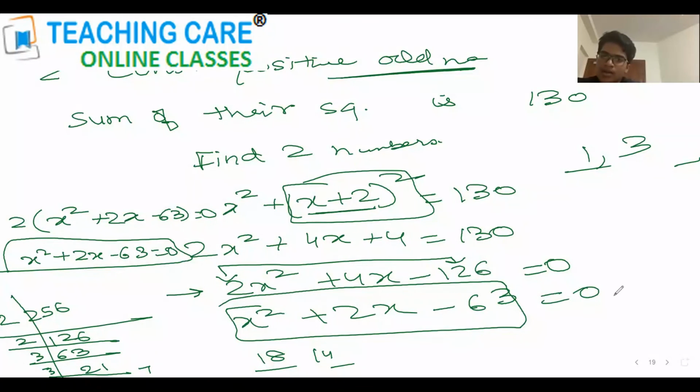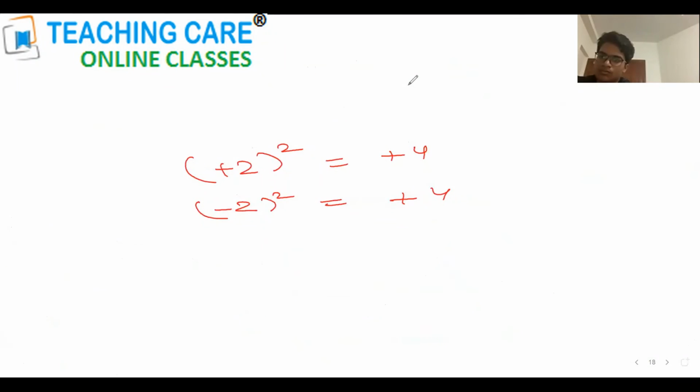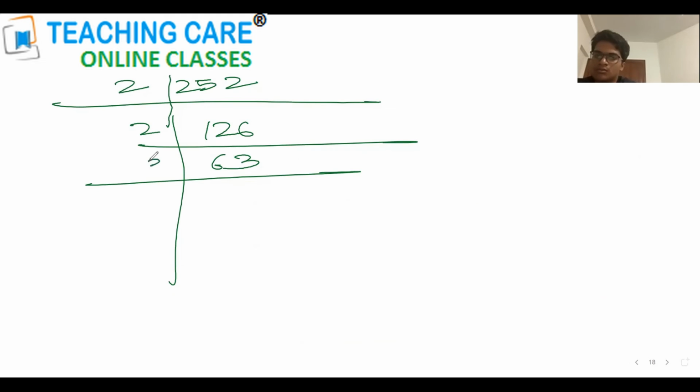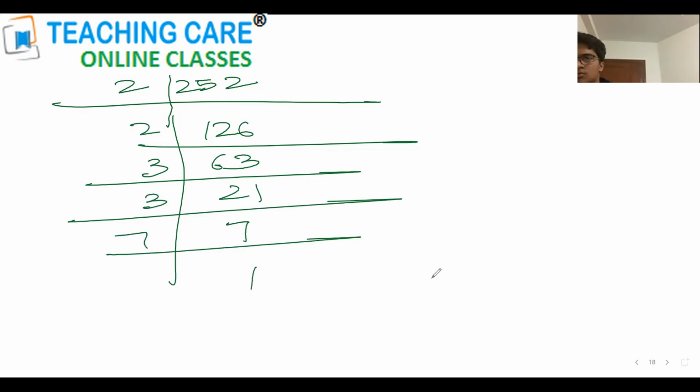I don't understand the 18 and 14 part. See, it's hit and trial, we say. I prime factorized it, right? Sorry, it was 252. Now, from here, it will be 3, 21, 3, 7, 7, and 1. Now, I have to think of those two numbers, Bhavin, which will give me difference as 4 and product as 252.